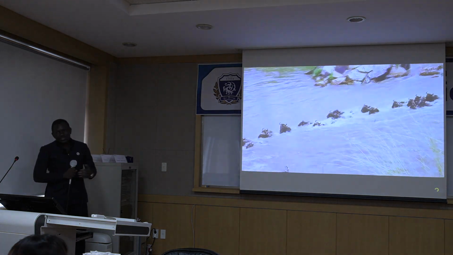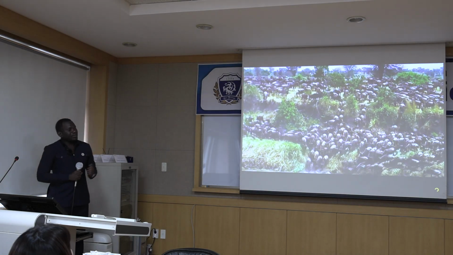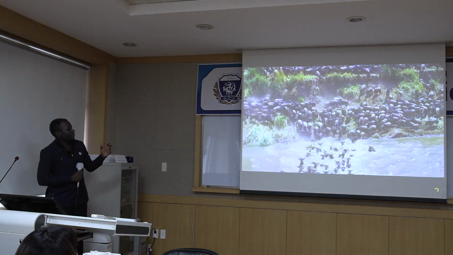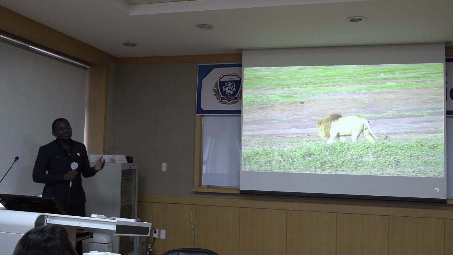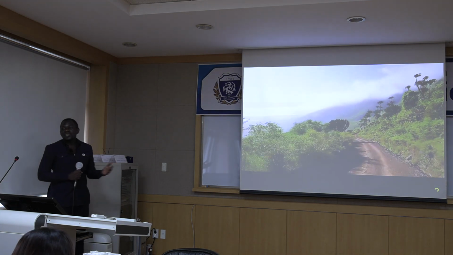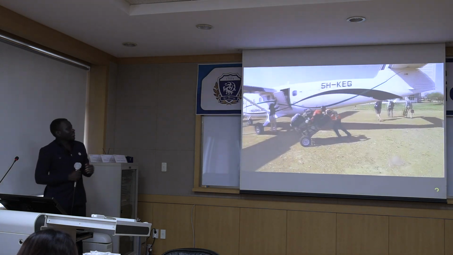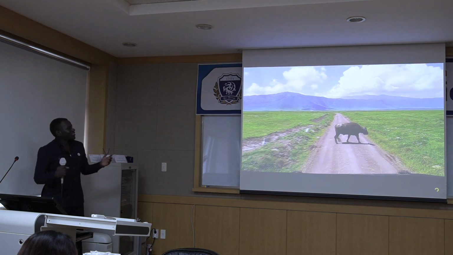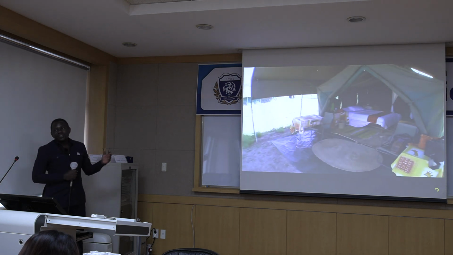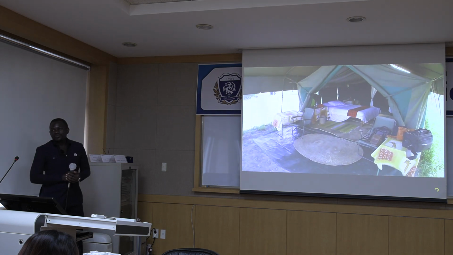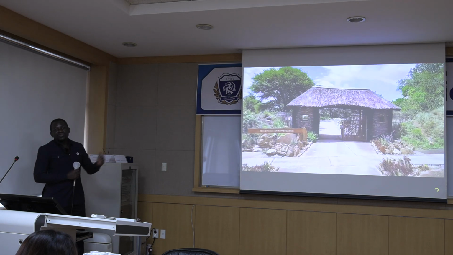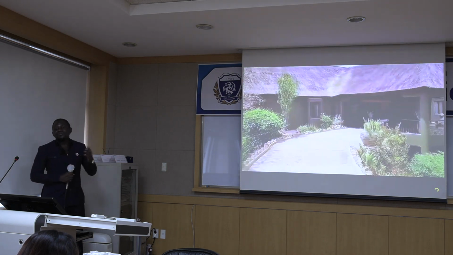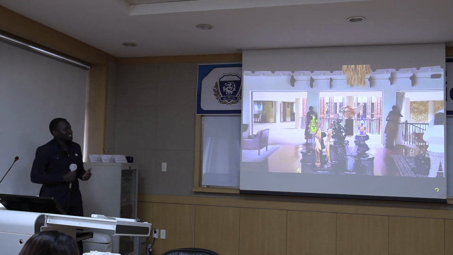The process you see here is called the wildebeest migration. In some seasons, they move from Tanzania to Kenya. This happens naturally only in Africa, I think, in the world, where more than 5 million wild animals are moving from Tanzania to Kenya, and in some seasons coming from Kenya to Tanzania.